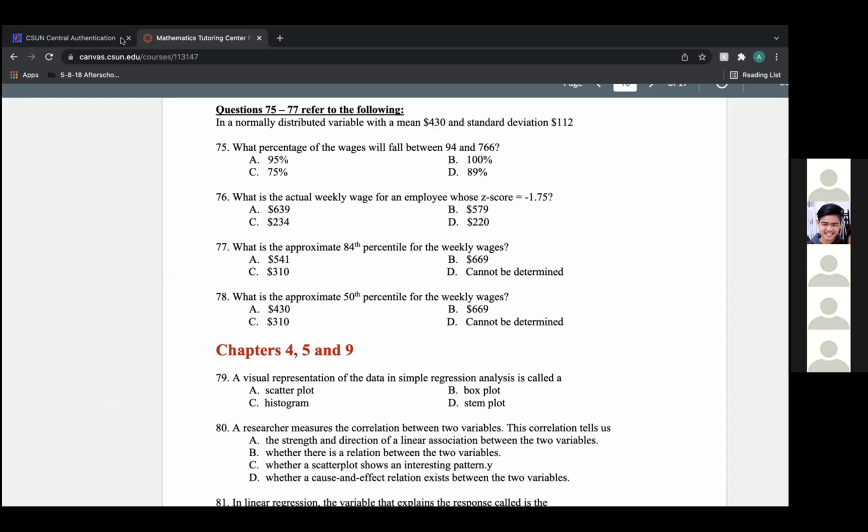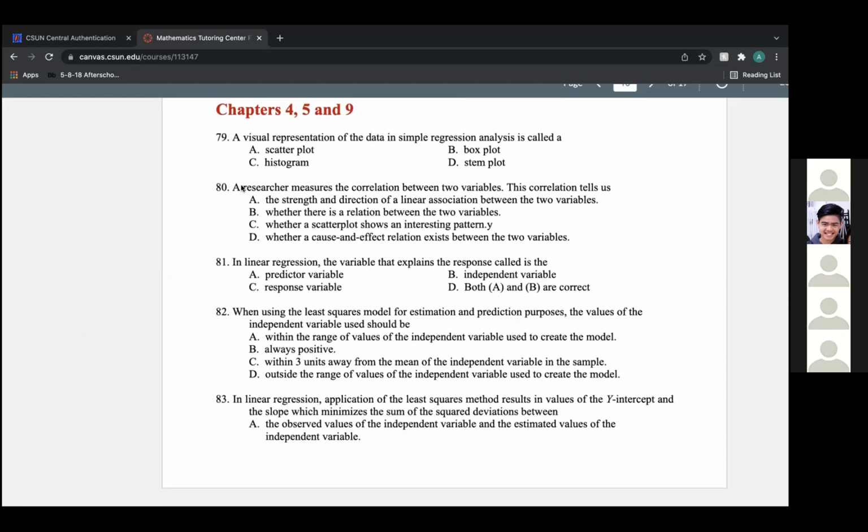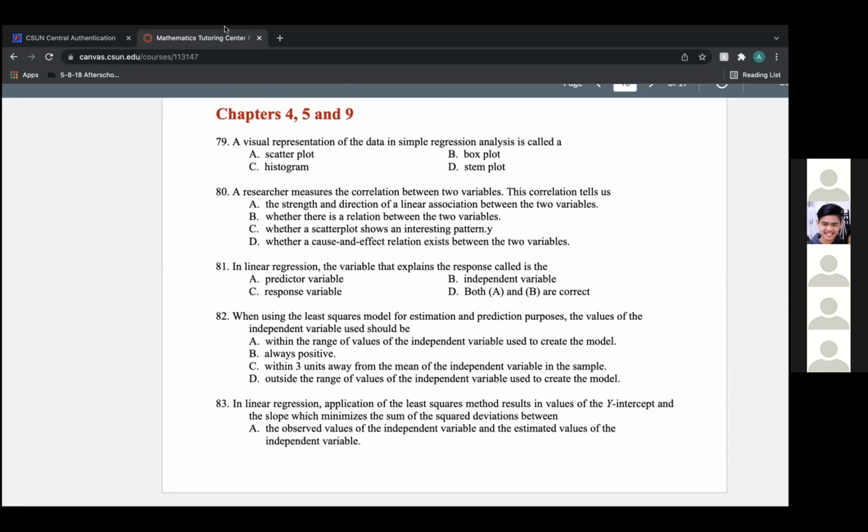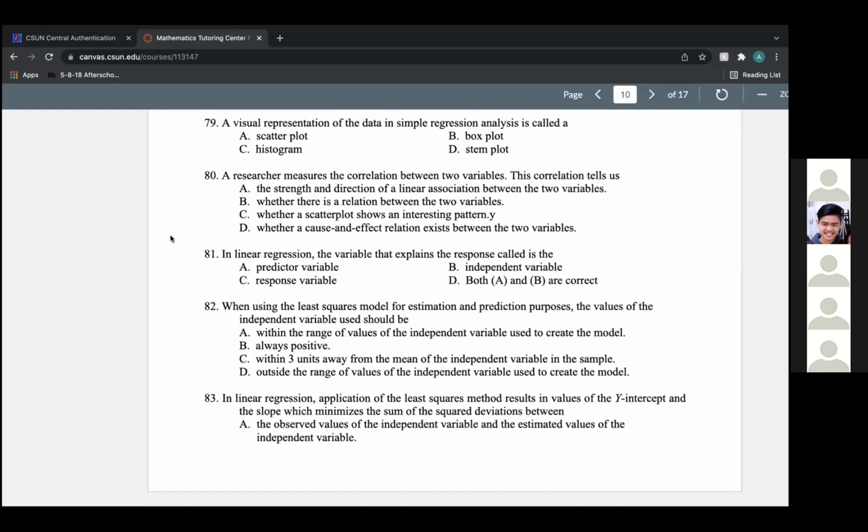So now let's go down. 79. Back to qualitative questions. A visual representation of the data. The visual representation of the data in simple regression analysis is called a? What's it called? Scatter plot.